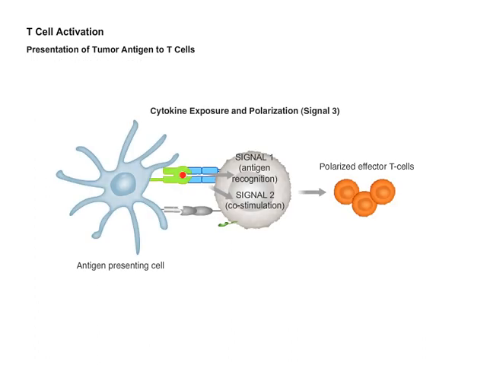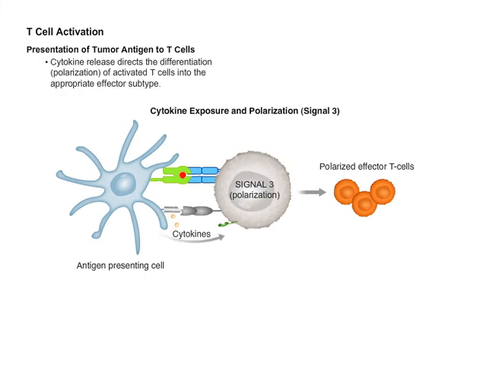A third signal, essential for the final effector function of activated T cells, involves the release of cytokines by the antigen-presenting cell. These cytokines bind to cytokine receptors on the T cell, resulting in differentiation of the T cells into a particular effector subtype. By creating the right cytokine environment, antigen-presenting cells are able to orchestrate an appropriate T cell response.